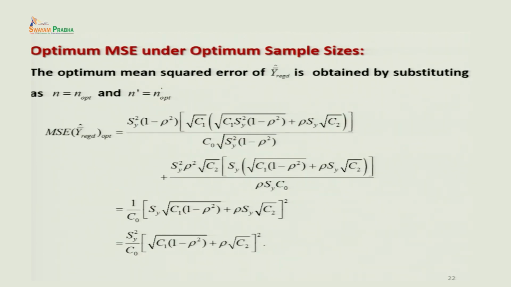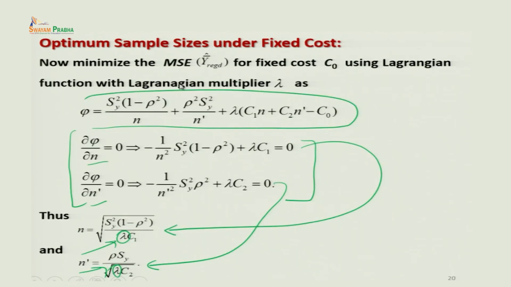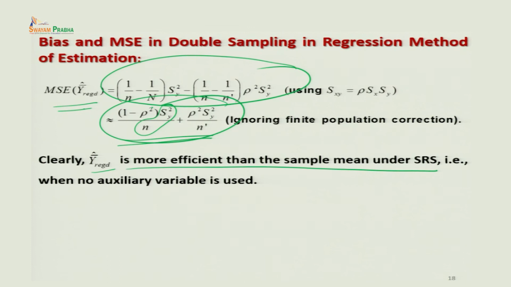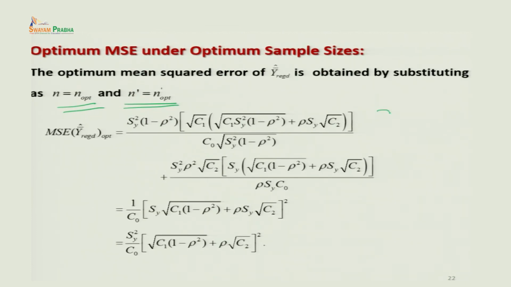And then in case you want to find out the optimum mean square error of this regression estimator, just substitute n equal to n optimum and n prime equal to n prime optimum in the MSE expression you have just obtained. You substitute it here, and if you simply solve it, you will get this term. It is not difficult at all.